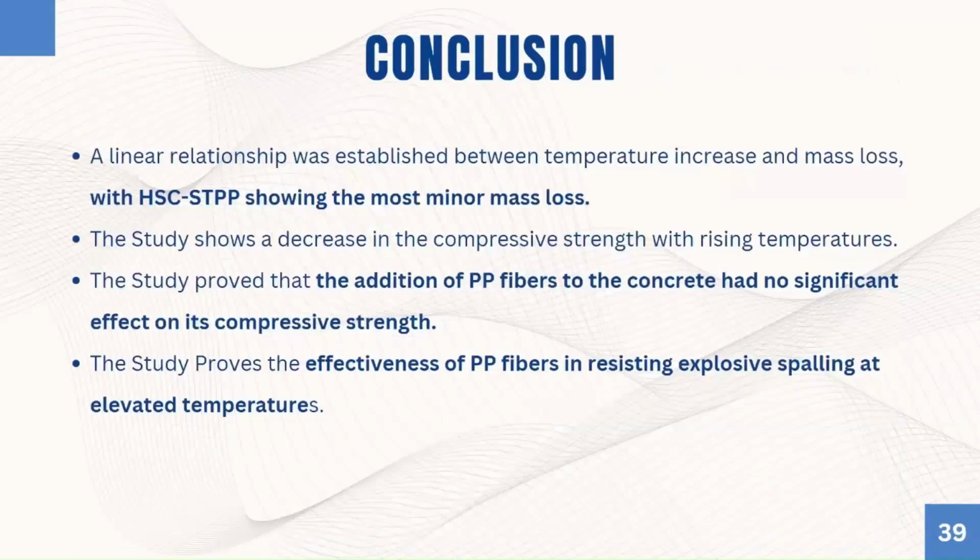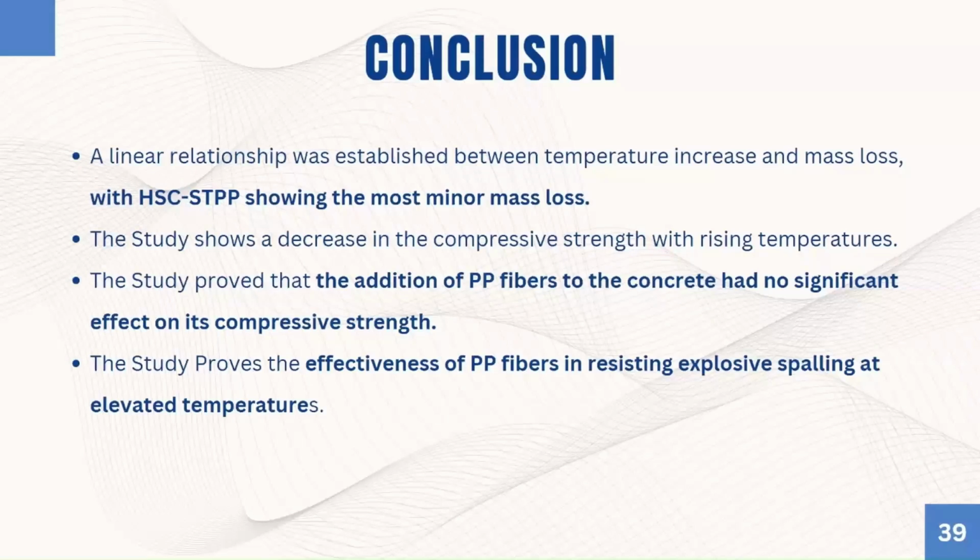Moving into our conclusion, first, we could see that there's a linear relationship established between the temperature increase and the mass loss, with our high strength steel polypropylene mix design showing the least mass loss compared to our high strength concrete steel fiber only mix design. Second, we could also see that there is a continuous decrease in the compressive strength of mix designs with the increase in temperature. However, we can also see that the decrease in strength is reduced with polypropylene fibers added.